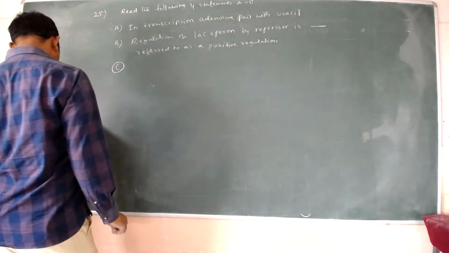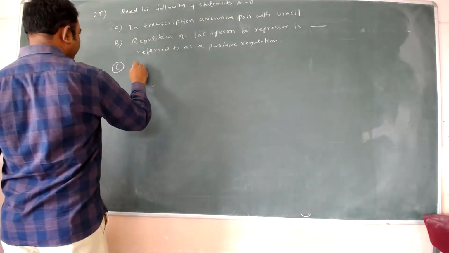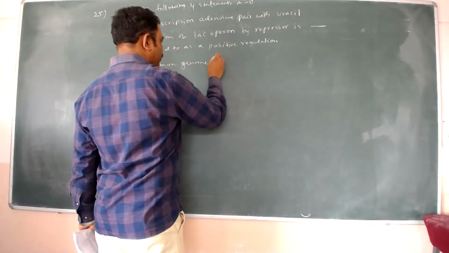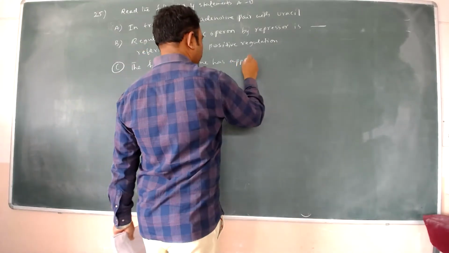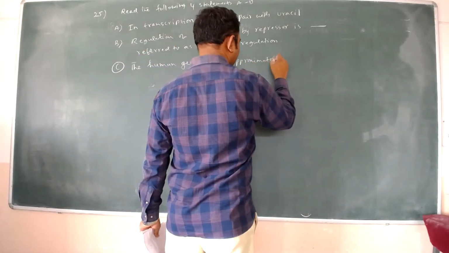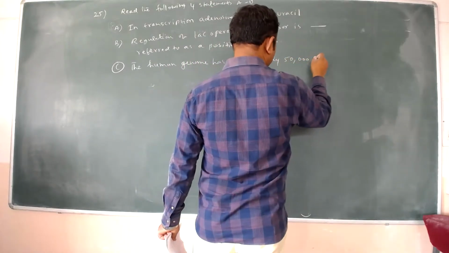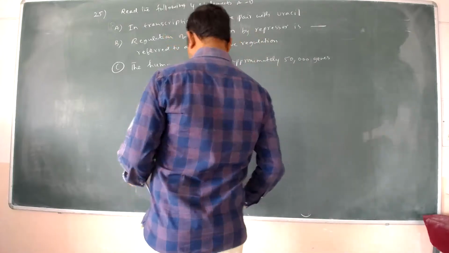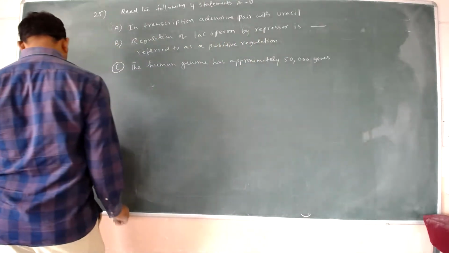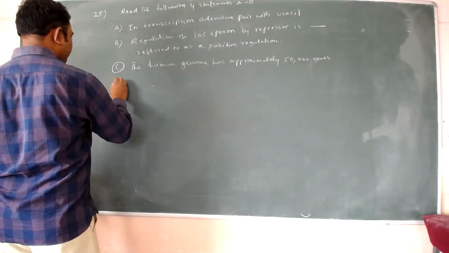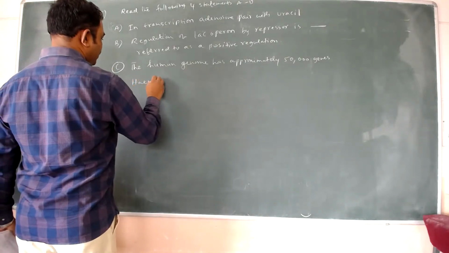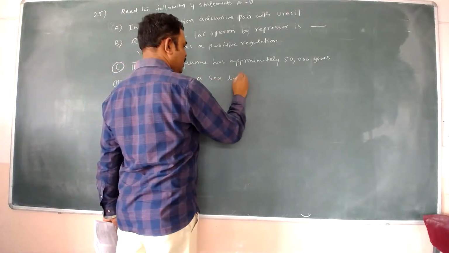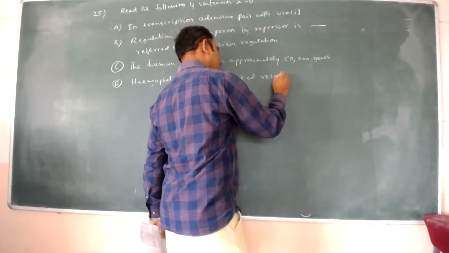C. The human genome has approximately 50,000 genes. D. Hemophilia is a sex-linked recessive disease.